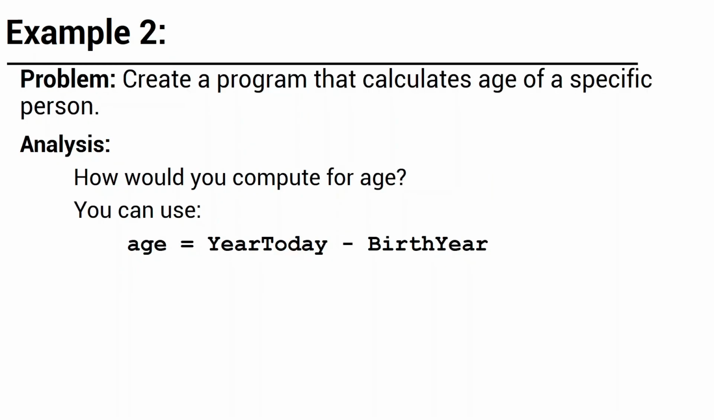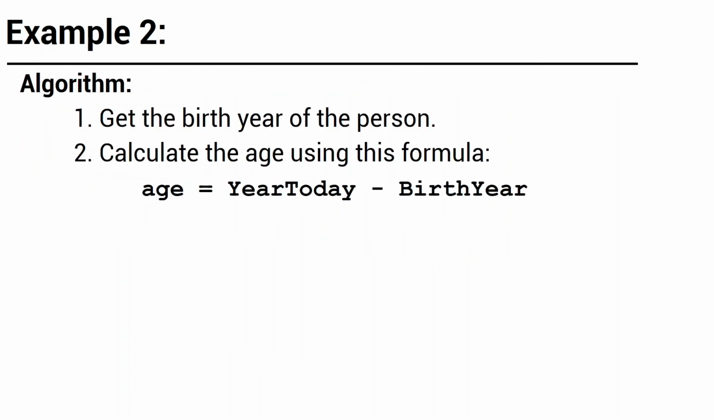So example number 2, create a program that calculates age of a specific person. So in your analysis, how would you compute for age? So basically, you can have this analysis. The age is equal to the year today minus the birth year. So your algorithm will be, of course, get the birth year of that person, then calculate the age using this formula. Age is equal to year today minus birth year. So that's it.